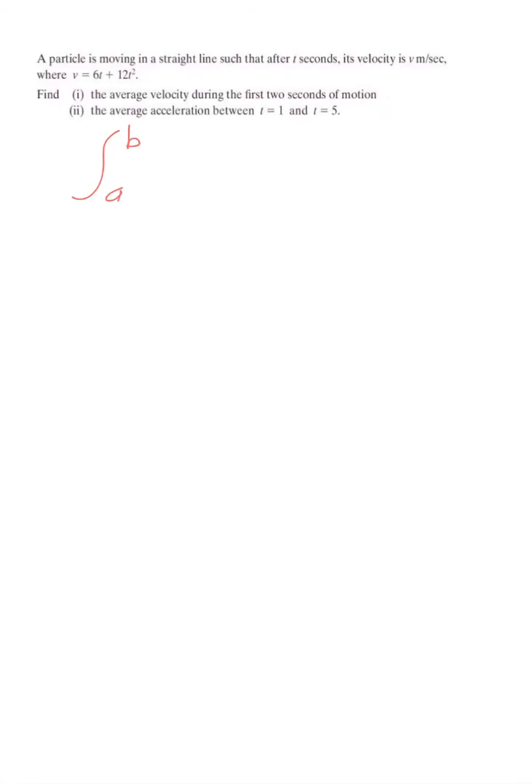it's going to be average value of a function. So writing down the formula here. So my limits in this question are going to be 2 and 0 because it's the first 2 seconds. Sorry, not b, that'll be 2 minus 0 of then 6t plus 12t squared. Okay, so let's integrate here.